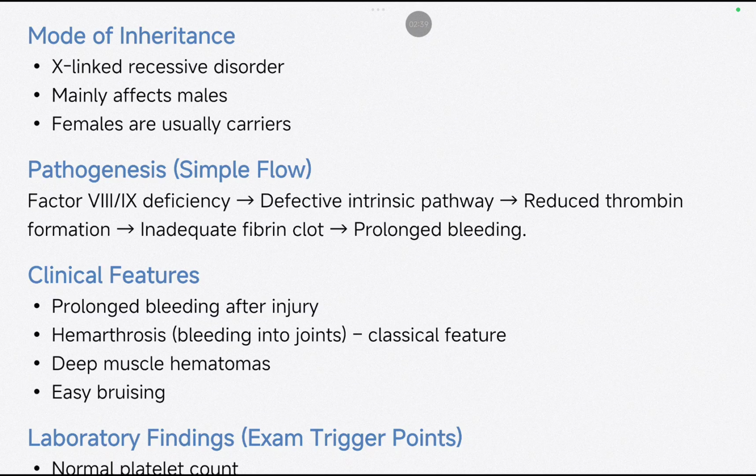You'll also find deep muscle hematomas. What are deep muscle hematomas? Basically, localized collection of blood that forms deep within the muscle tissues, usually following failure of clotting factor or an injury. Suppose an injury happens, there is no clotting factors. So in the muscle itself, there is accumulation of blood, and easy bruising will be clinically seen, that the patient, even after a small injury, would get bruised easily.